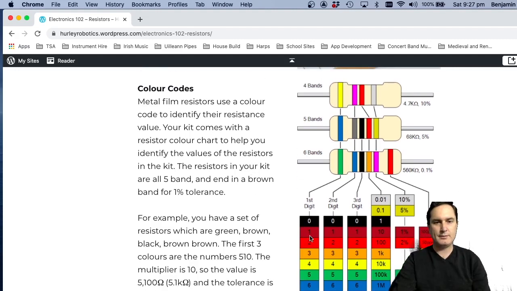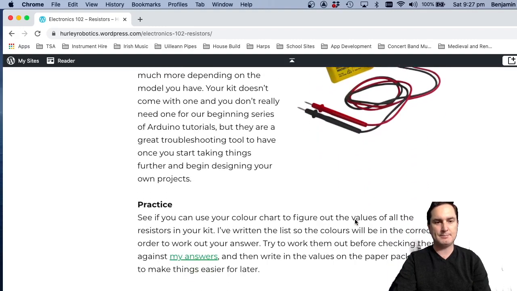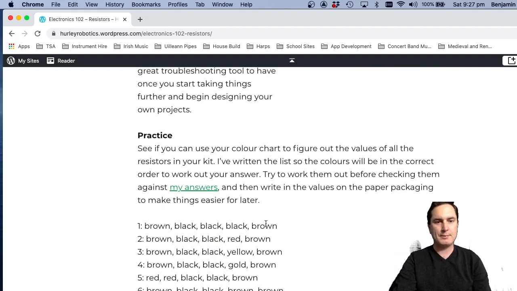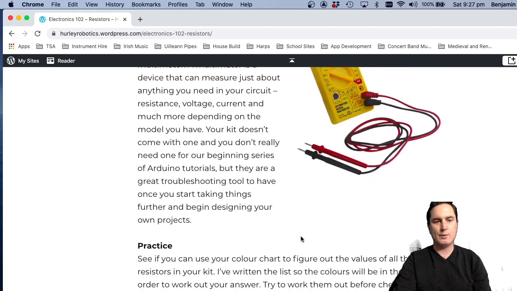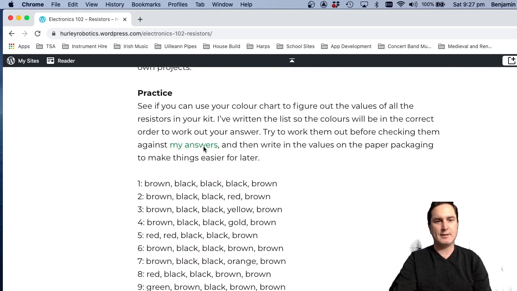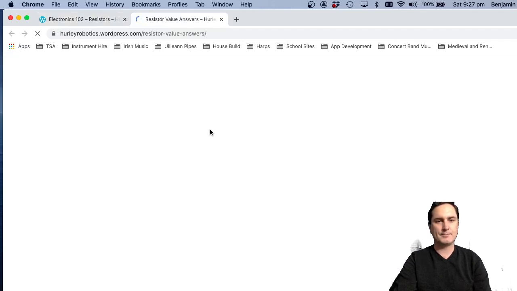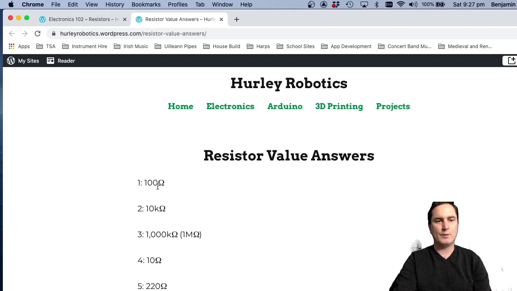So we have brown, 1, black, black, that was 3 blacks, wasn't it? Let me just double check that. Yep, 3 blacks and then brown either side. So brown 1, 0, 0. Our multiplier is 1, and so that should be 100, and brown 1%. So 100 ohms, 1% tolerance. So let's check my answer. I'm just going to look at the first one. 100 ohms. Very good.